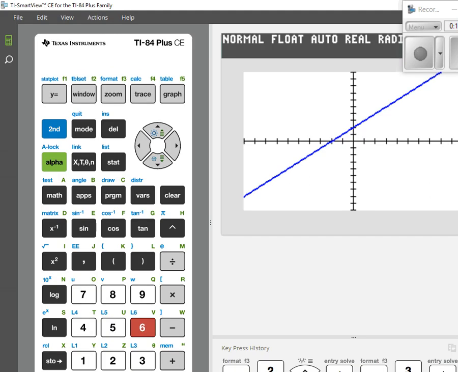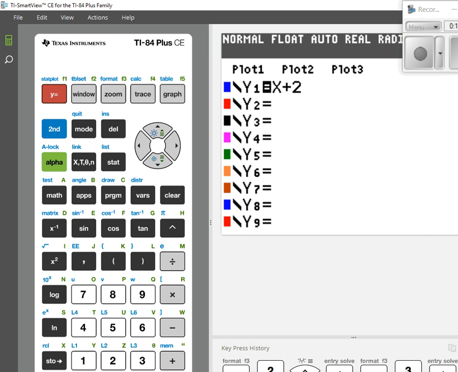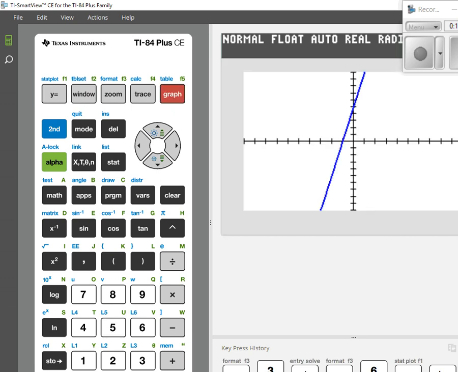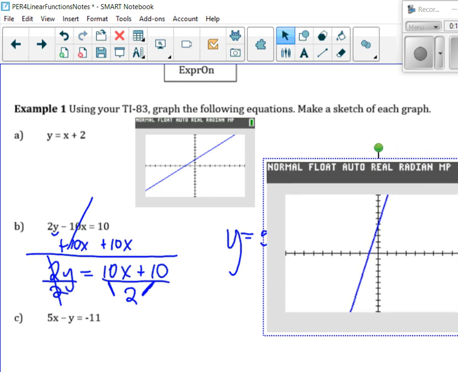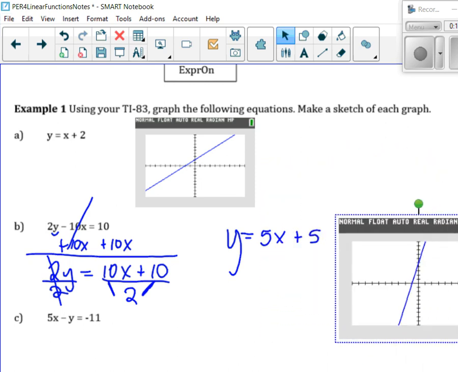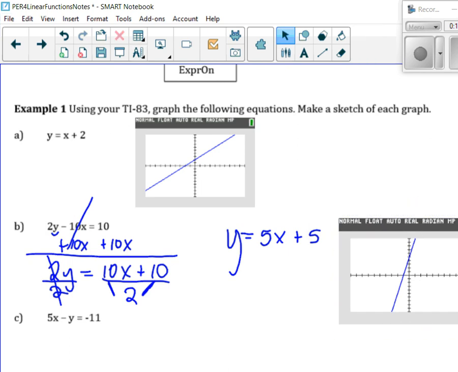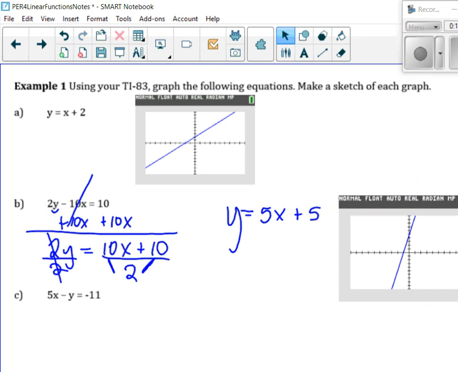So where do I go for that? Y equals. I don't want this equation still on there. Sometimes I do, and then I go to y2, but I don't want it. So now I'm going to just go clear, and I'm going to go 5x plus 5. Graph. Zoom 6 should be still in there because you didn't change it, right? So do a rough sketch on here. Okay, so do a rough sketch there. Okay, what do we have to do for the next one here?